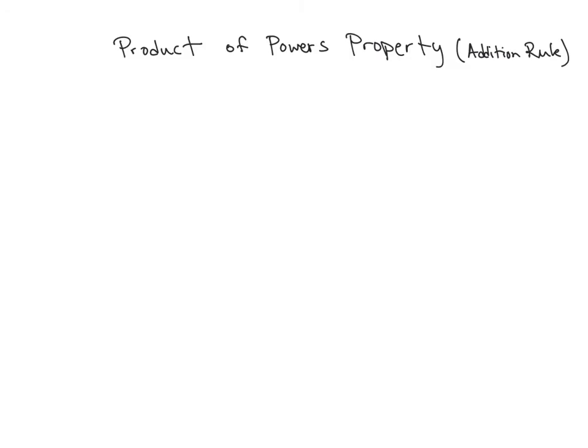So the first new rule we're going to learn is called the product of powers property, and you'll often hear this referred to as the addition rule for exponents. And so if we're doing a product of powers property, what that's saying in words is to multiply powers with the same base, we can add the exponents.